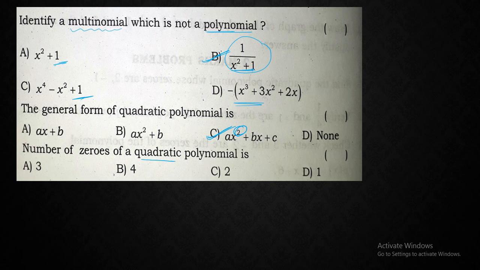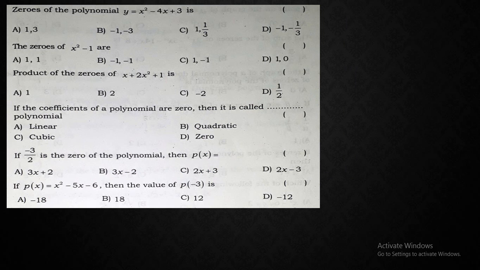Number of zeros for a quadratic polynomial. Quadratic polynomial means degree will be 2. So if degree is 2, then the number of zeros is also 2, right? Next, moving on to one more question.